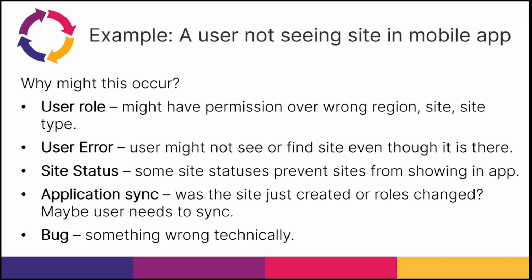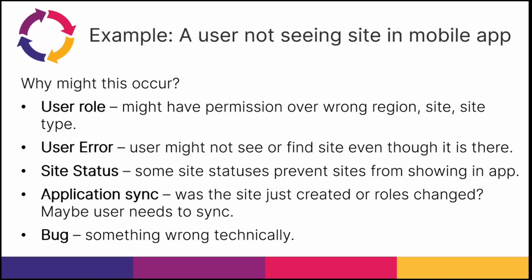Another could just be user error. This is really common: sometimes users say, I don't see it, it's not on my list, and it is indeed there. Maybe they need to search for it. Maybe they think it's under a different spelling or the site name has changed. This happens all the time, especially when we work in big projects with big data where things are changing a lot. Things change, not everyone is informed, and then it creates confusion, right?